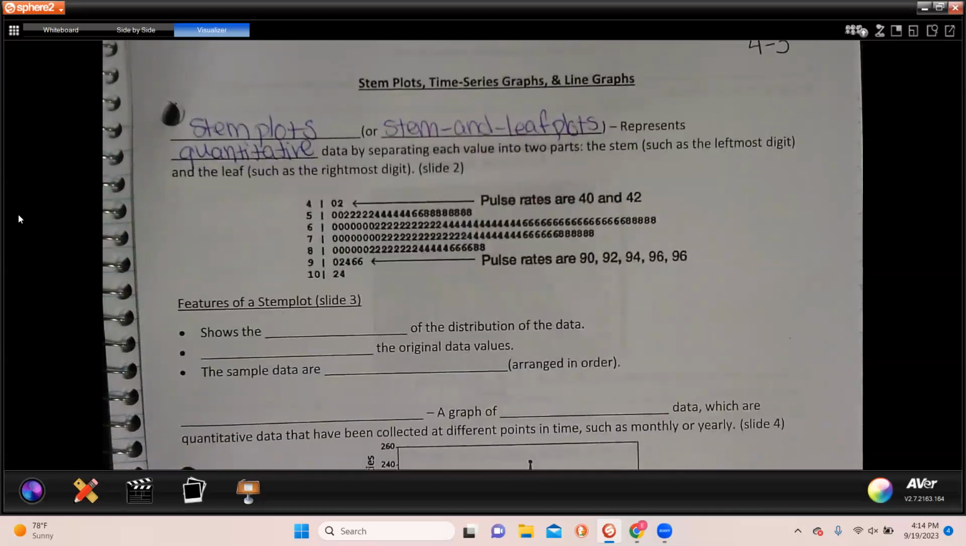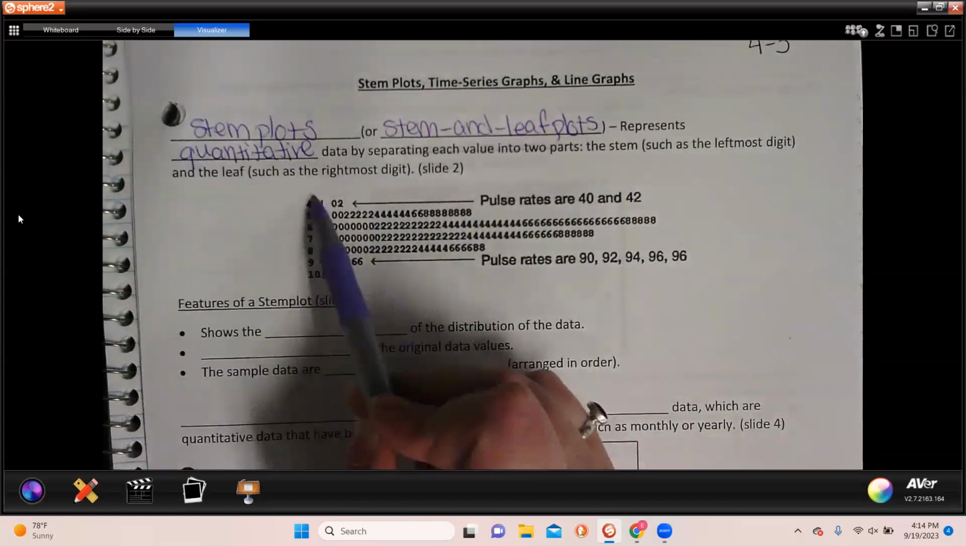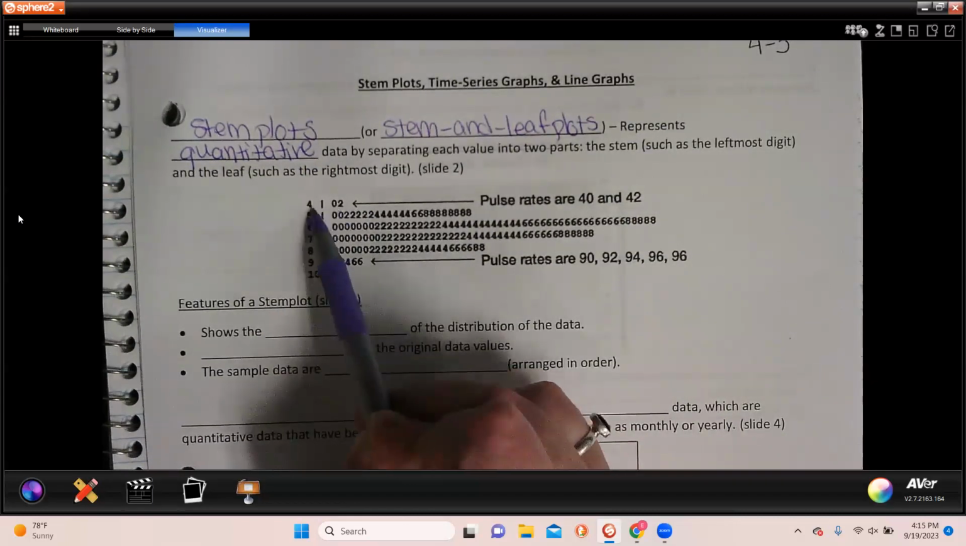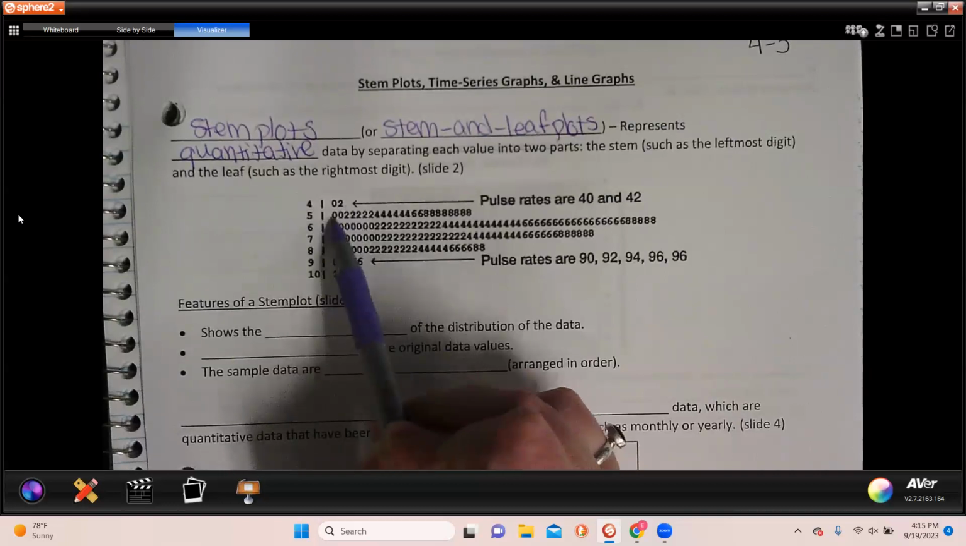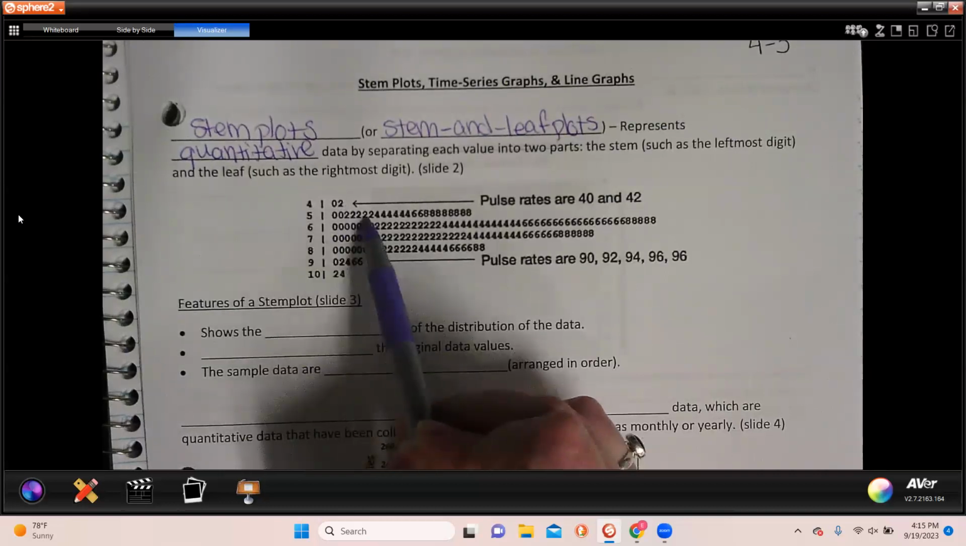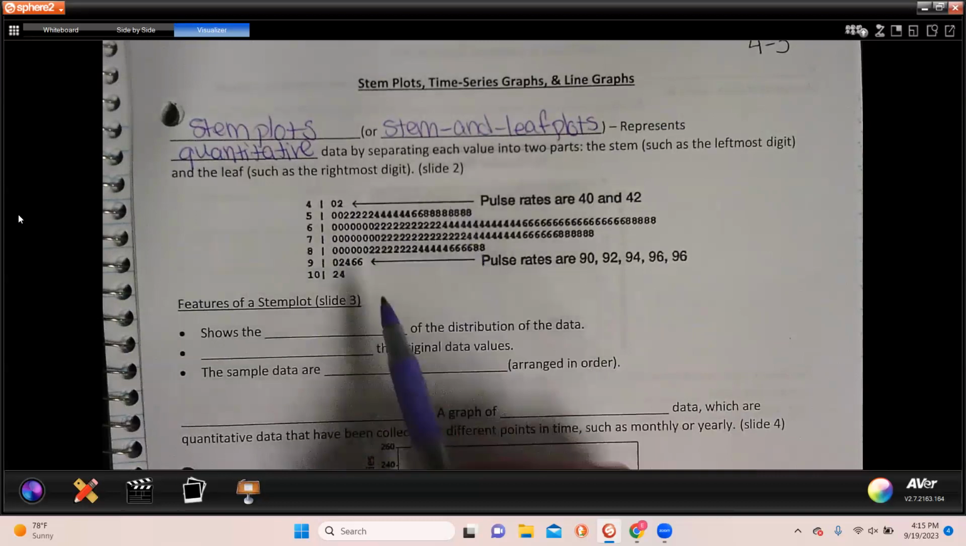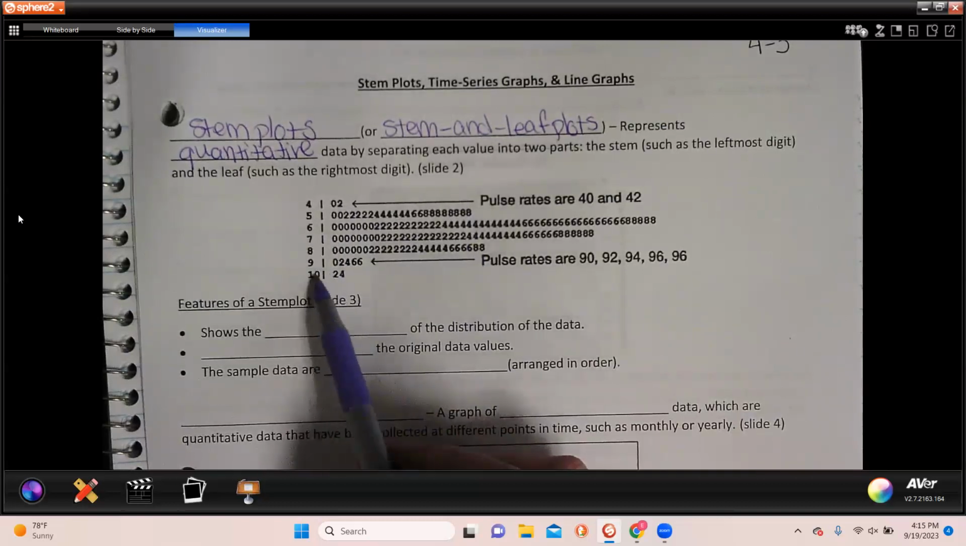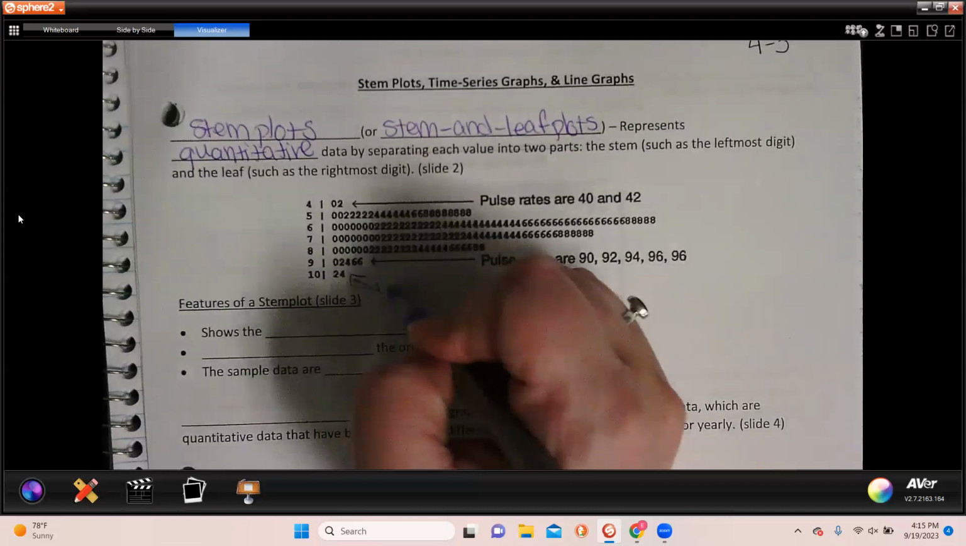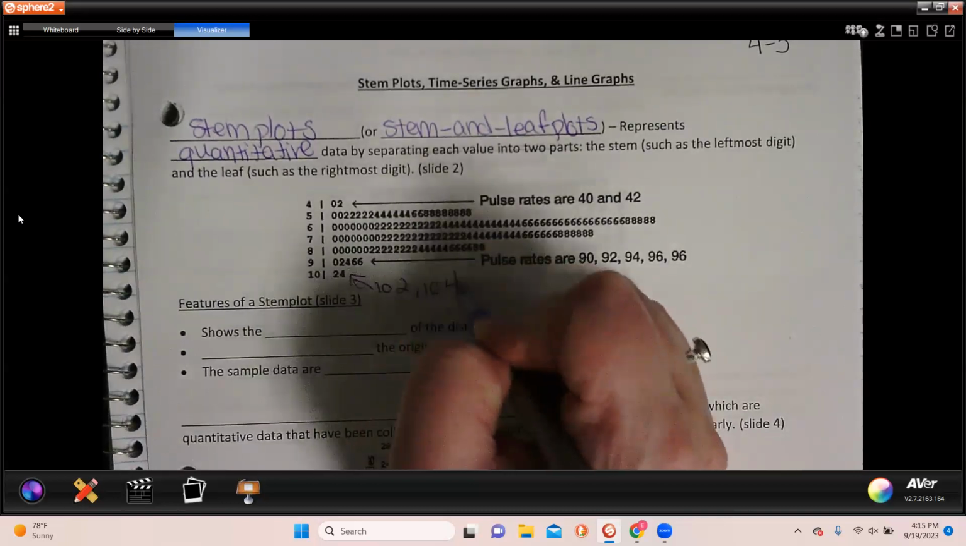All right, so stem plots will separate numbers into the stem, which is the leftmost digit, and the leaf, which is the rightmost digit. Okay, so you read this as this is the teens. So 40 is 40, 42 is 42. 50, 50, 52, 52, 52. So yes, you must repeat numbers if they repeat. Down here, once I got to 10, 10 and 2 make 102. So these two are 102 and 104.